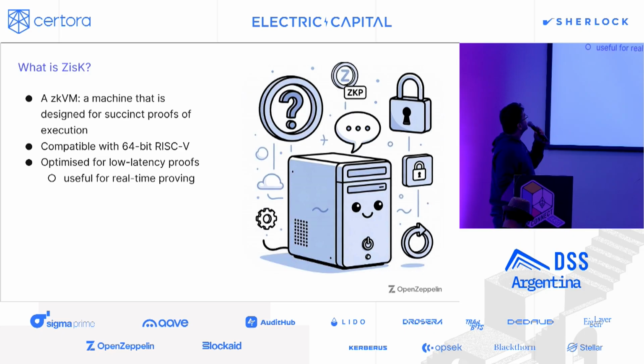Okay, so what's ZisK? ZisK is a ZK VM. It's compatible with 64-bit RISC. Importantly, from our point of view, it's optimized for low latency proofs, which is really good if you want real-time proving.